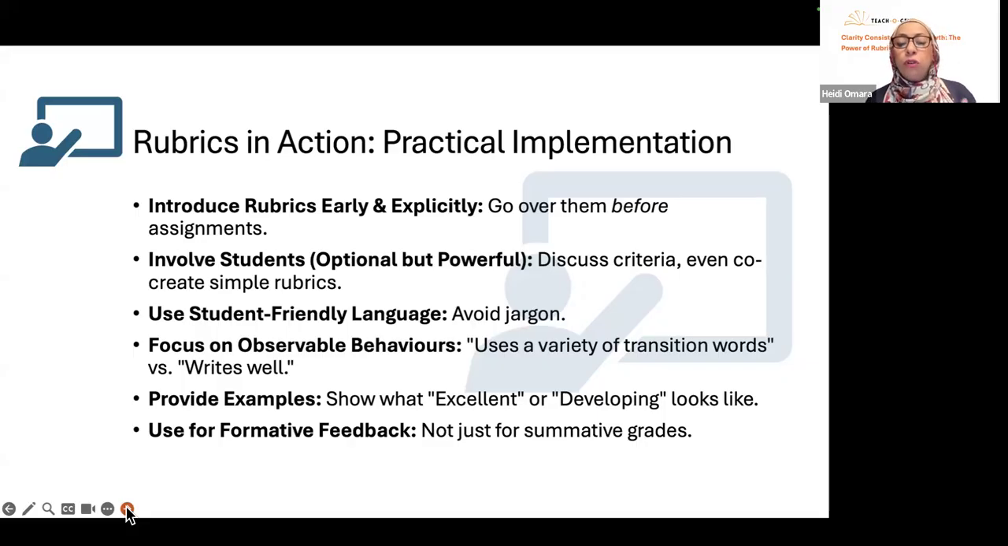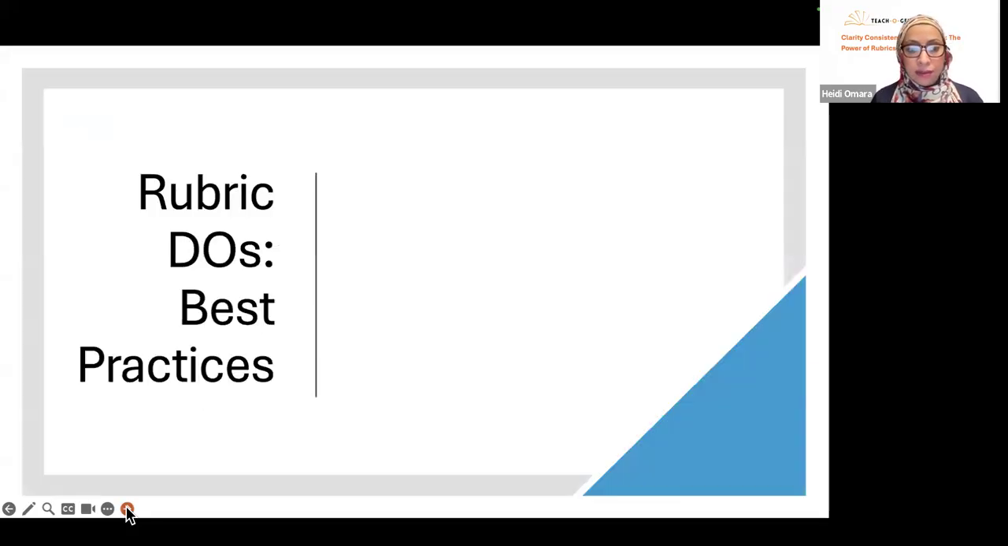This could be used for formative feedback, not just for summative grades. So yes, you can use rubrics for formative or for summative.